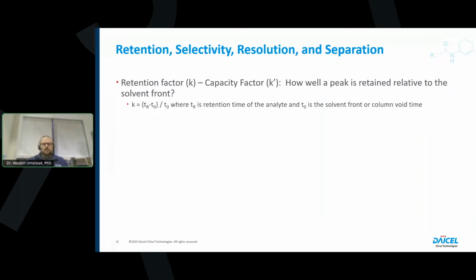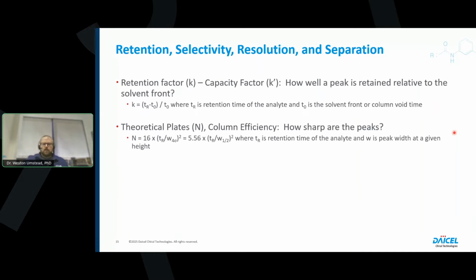You might also see it referenced as capacity factor, k prime. They really are describing the exact same thing, which is how well is a peak being retained relative to the solvent front or to the column void. The way that we define that is by k. tR is the retention time of the actual compound. t0 is either the solvent front distance or the void time for the column when we're talking about chiral HPLC chromatography. So it's the ratio of those: tR minus t0 over t0. And so that gives us our k prime factor, which describes how well that column is retaining that particular enantiomer or compound.